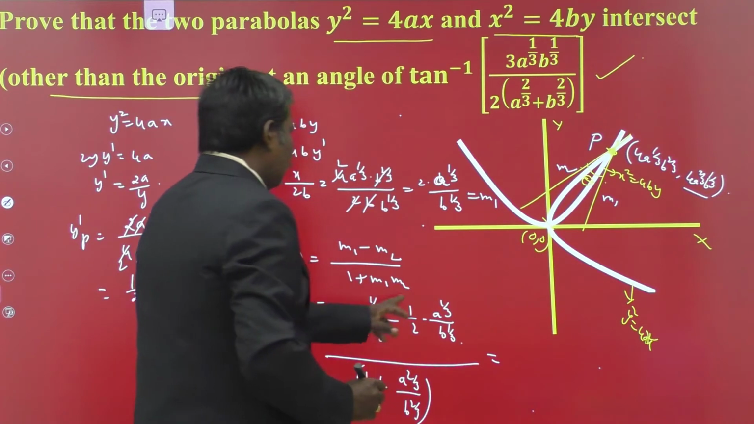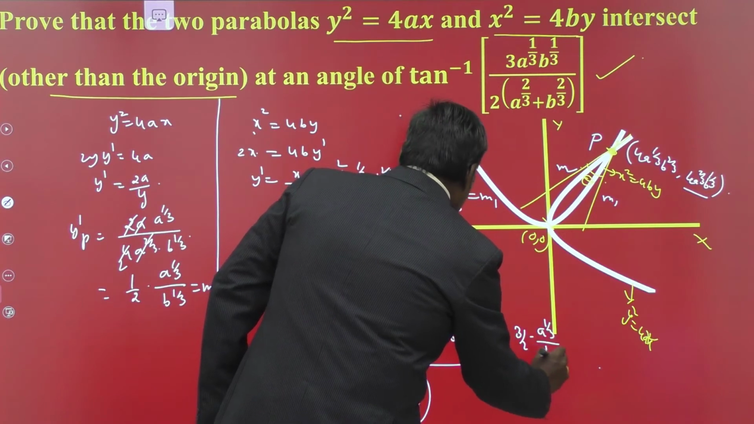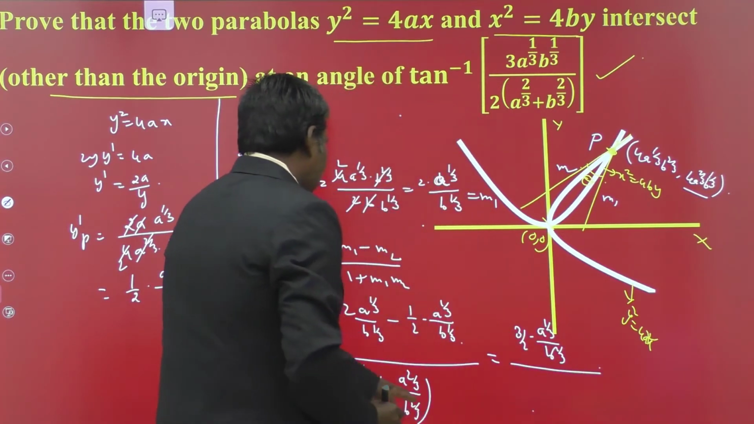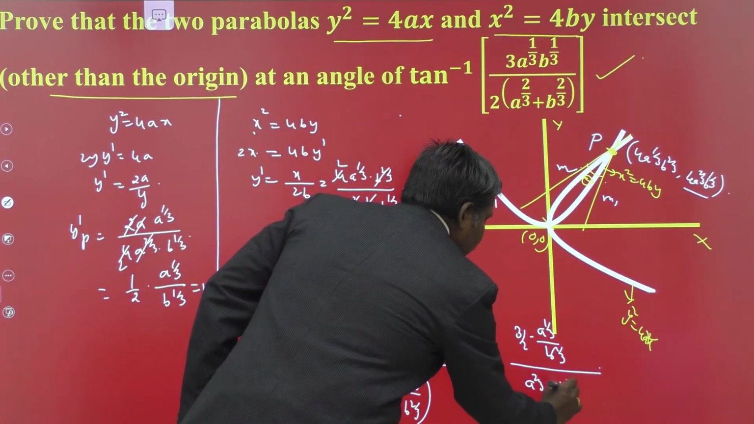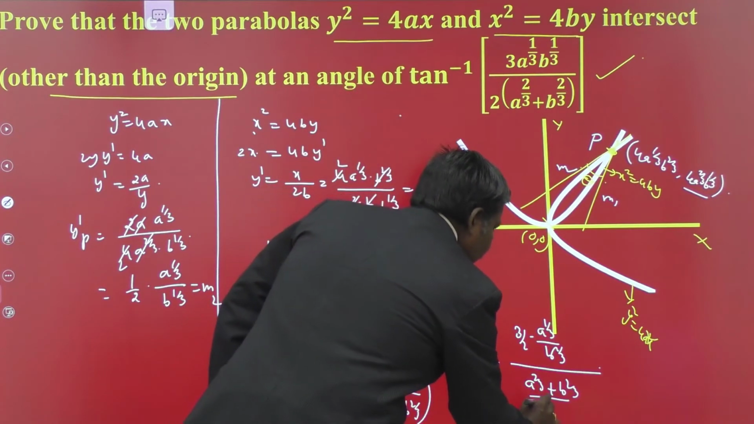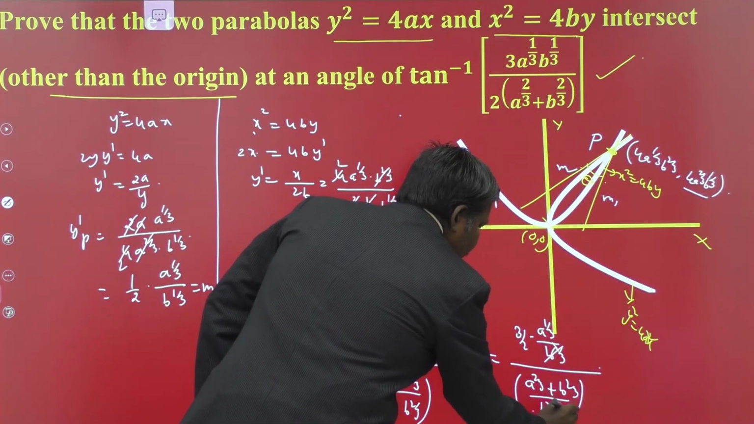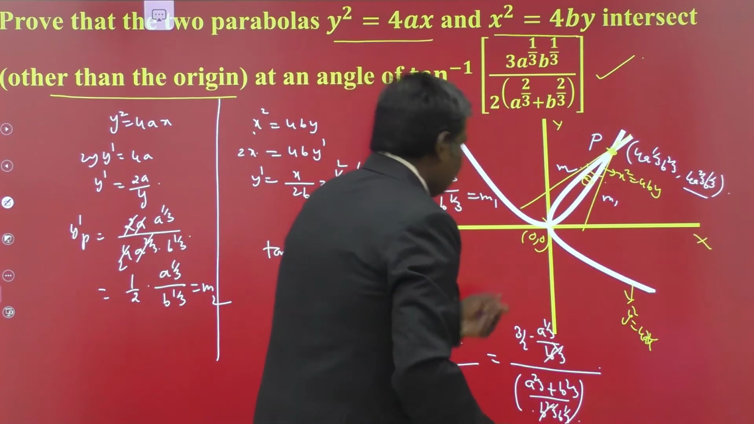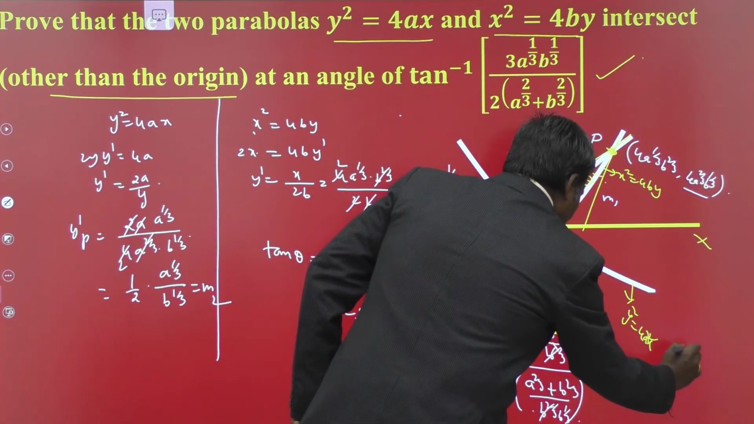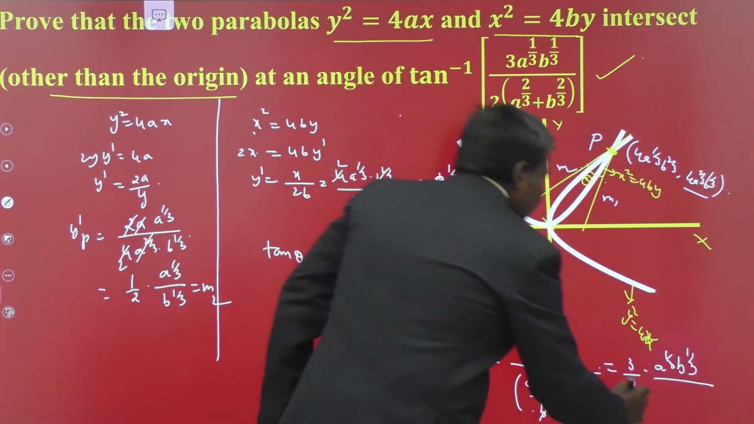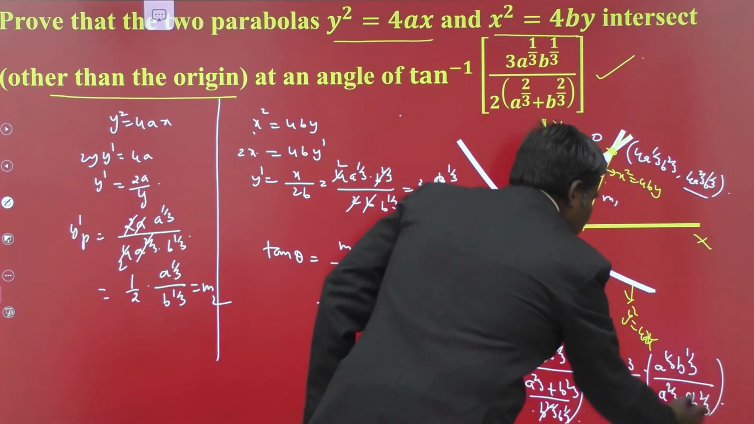So 2 minus 1 by 2, that is nothing but 3 by 2 times a power 1 by 3 by b power 1 by 3, whole divided by a power 2 by 3 plus b power 2 by 3, whole divided by b power 2 by 3. Now b power 1 by 3 cancels out b power 2 by 3 in b power 1 by 3 times. So you take into the numerator the 3 by 2 times a power 1 by 3 into b power 1 by 3 by a to the power of 2 by 3 plus b to the power of 2 by 3. So this is what?